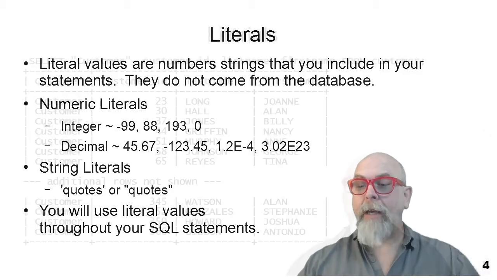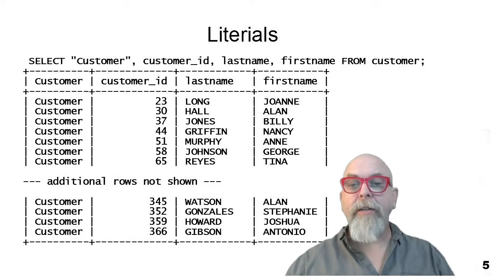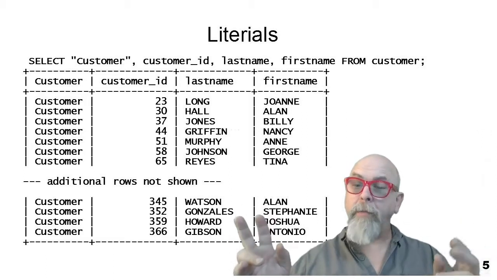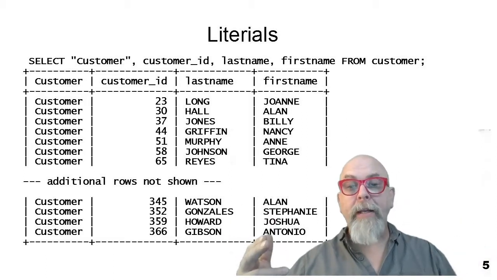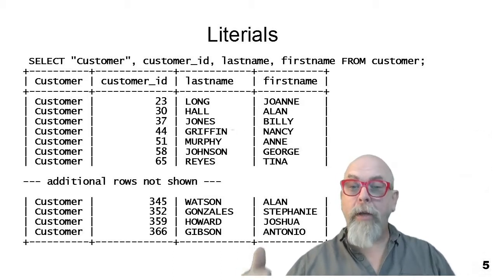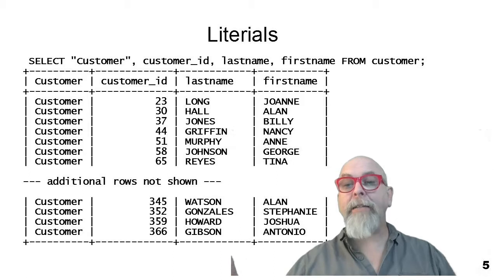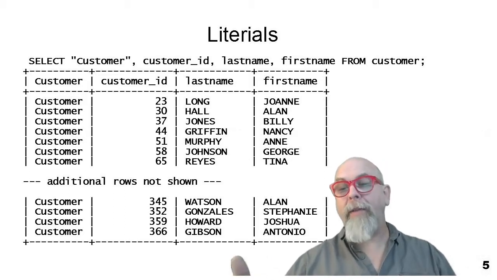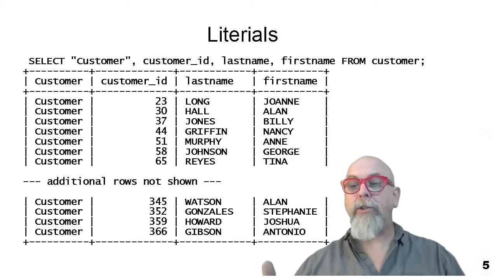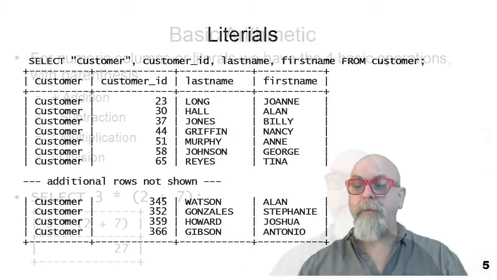Let's take a look at some. In this select, you see that the first column is actually the literal customer, and that's why it repeated the word customer all the way down as we selected the customer ID, last name, and first name. So it kind of created a virtual column with the word customer. Why you'd want to do that, I don't know, but I thought it was a good example to just show the use of a string literal.